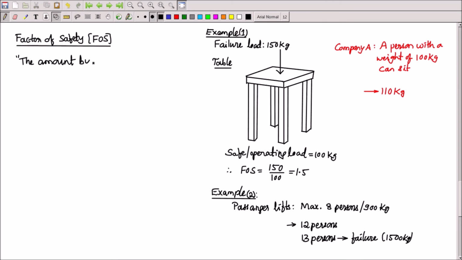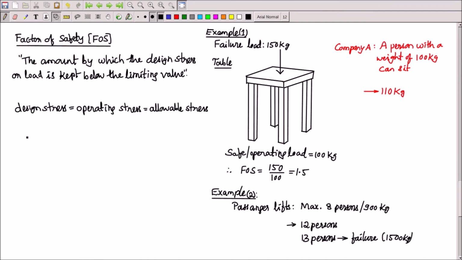So factor of safety can be defined as the amount by which the design stress or design load is kept below the limiting value. In terms of stress, the limiting value is yield stress. If you observe the stress strain diagram, at the yield stress, more plastic deformation is observed. So whenever we use a component, we don't want the component to yield. Once it starts yielding, it is a failure for us. It need not have to break.